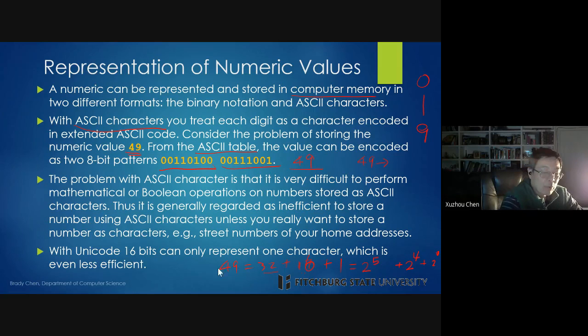Now, what is the binary representation for 49? Looks like it's a 1, 1, 0, because 2 to the 3 is missing, 2 squared is missing, 2 to the 1 is missing. You basically miss 3 numbers. So the 2 to the 4 is here: 1, 2, 4, 8, 16. So that's 2 to the 4. And 2 to the 5th, that's 1. So 49 is 110001.